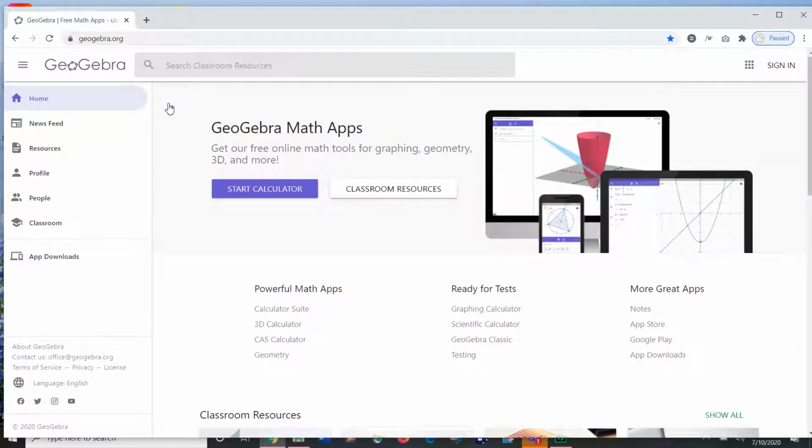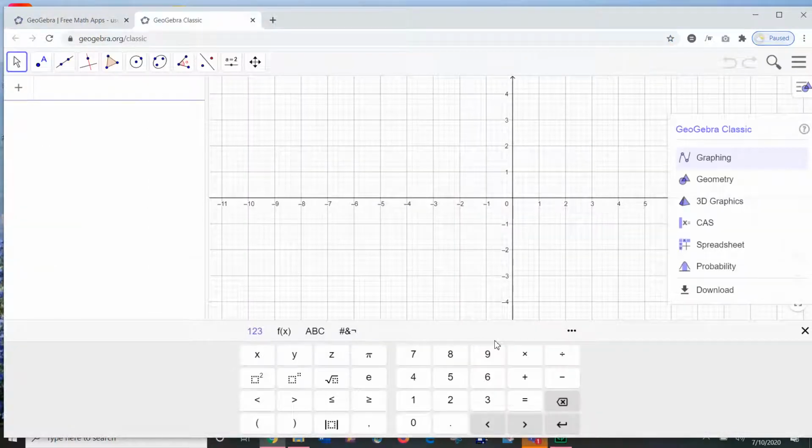This is their opening window. We're going to go to Ready for Tests and then come down to GeoGebra Classic. This is an easy little graphing program that will show you how to create different types of graphs. So the first graph that we want to put in is the first one on your list, and it says y equal x. Now we never have to put the y equal, that's understood, so we'll just put our x. And there you will see our graph.